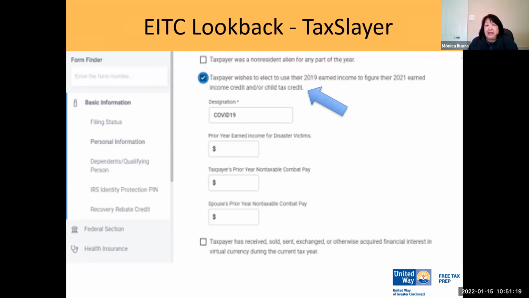Once you're finished with that and you have the 2019 earned income amount, you go back to the basic information, put in the earned income amount, and that's where you can make the comparison. But generally, you're going to want it if they made more in 2019. Yes. The basic fact has to be you made less in 2021 than you made in 2019.